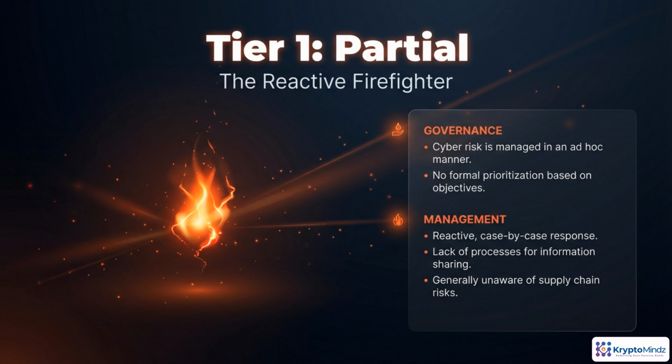Tier 1, partial, is basically the reactive firefighter. Work gets done, but cyber risk is handled in an ad hoc way, driven by whoever shouts the loudest. There's little connection to business objectives, so priorities constantly change. Incidents are handled one by one, with limited documentation, sharing, or learning. Supply chain and third-party risks are mostly unknown. When you assess a Tier 1 environment, expect pockets of good practice, but almost no consistency, coordination, or repeatability across the organization.